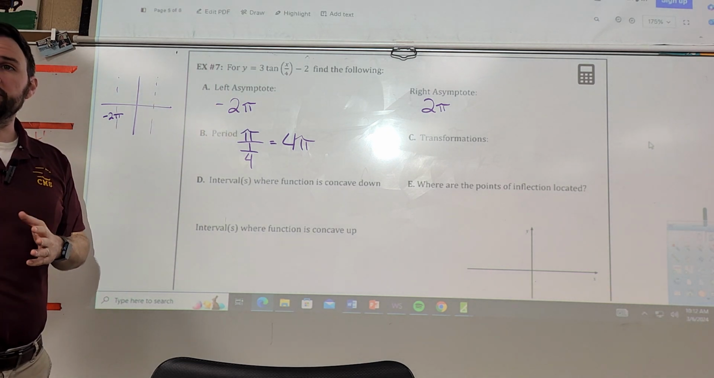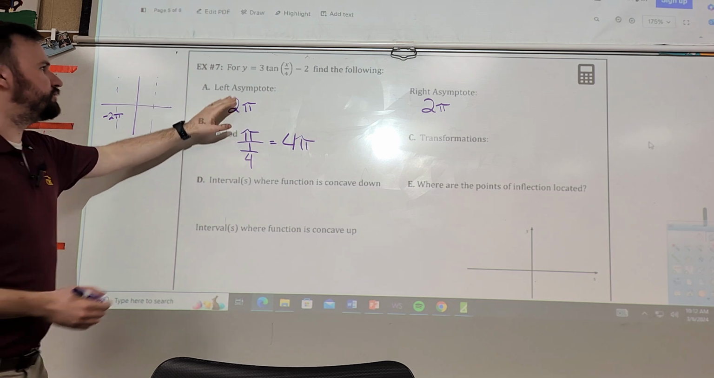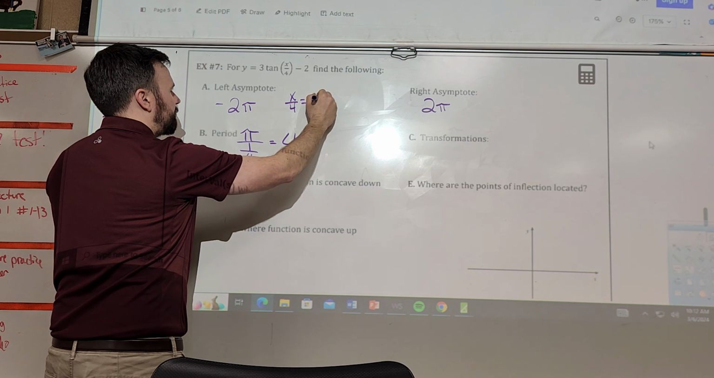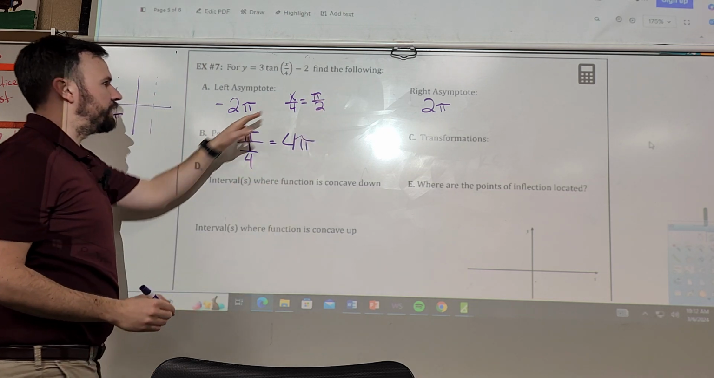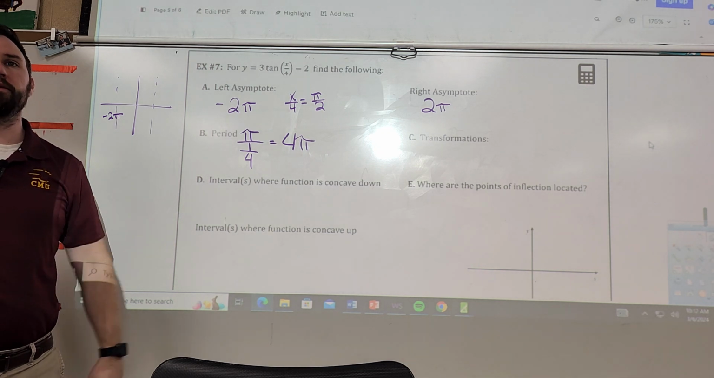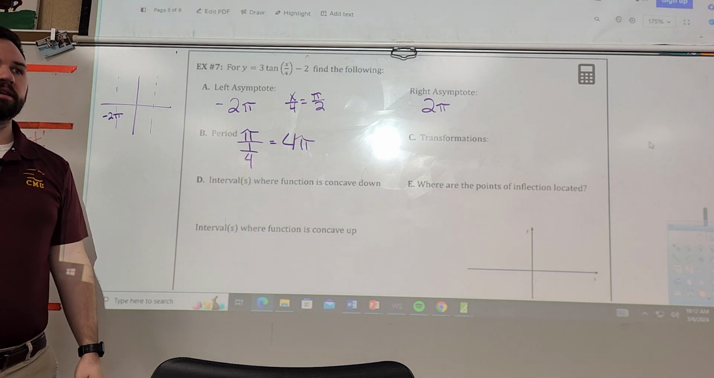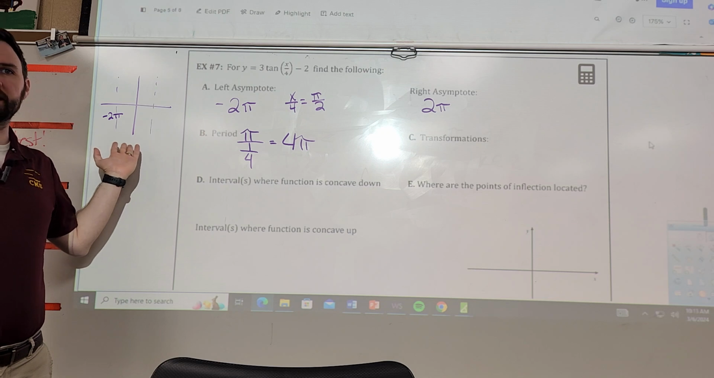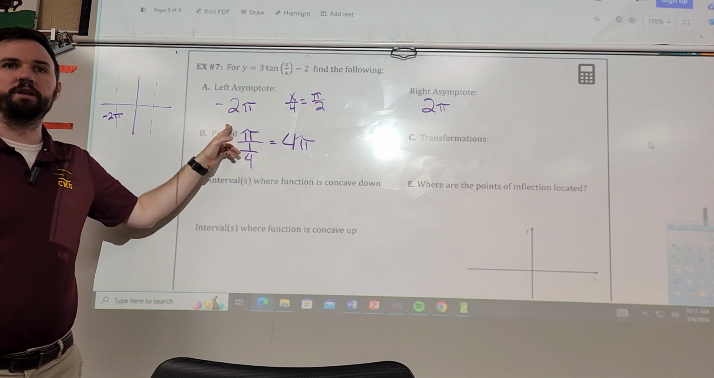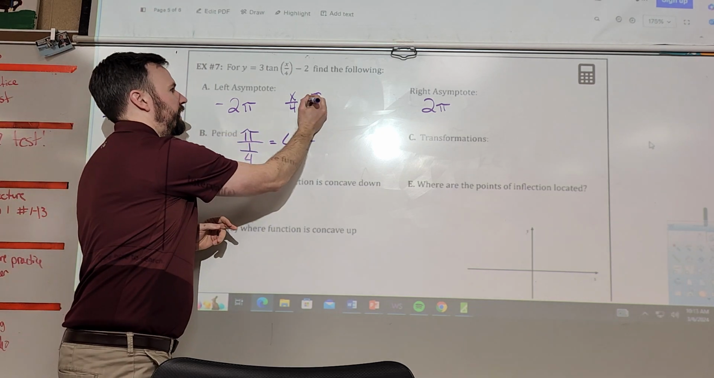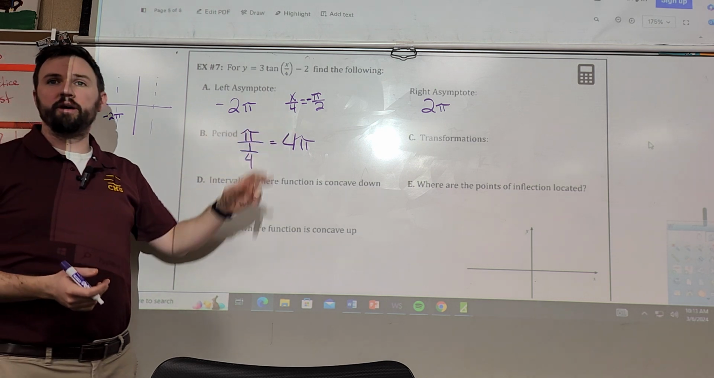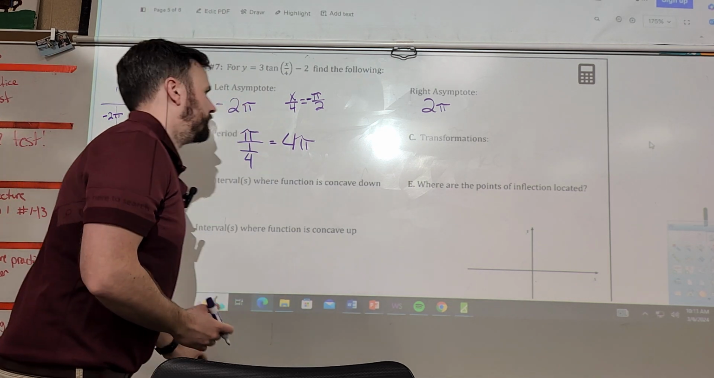Now the other way to do this is you take your x over 4 and you set it equal to pi over 2 and you solve it and it'll give you your left and right asymptote. I don't like the formula way because you'd have to memorize it. I like to just think about how the graph works. Does that make sense? Both ways will give you negative 2 pi. Oh, well, yeah, you'd set it equal to negative pi over 2. You know what I mean? I don't do it this way, but you can.